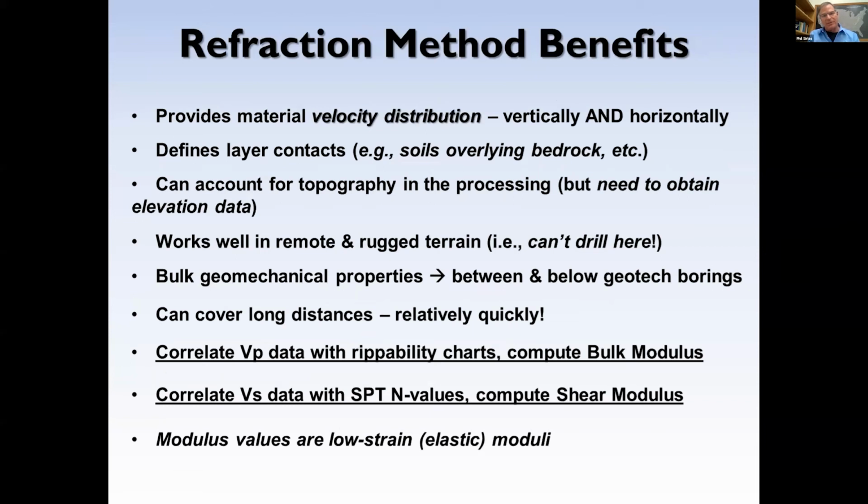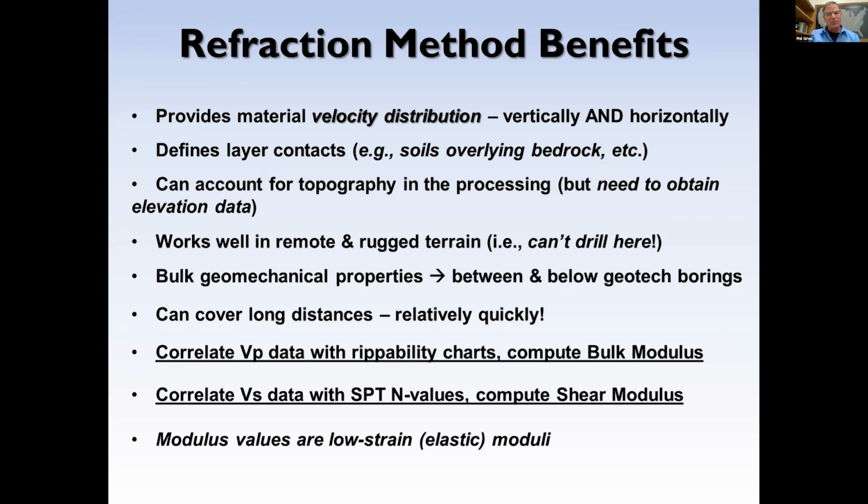That lateral velocity distribution can be so important, and vertical layering as well. We're able to account for topography in the processing. Now that's in refraction, which you can't do in surface waves yet. It works well in really remote areas. You know, I just can't drill there. I can't put a rig through a wetlands, but you can walk through them. So that's always good. And we get those geomechanical properties. Remember, it's a bulk property measurement. It isn't a sample tested in the lab. So if we can correlate compression wave velocity with bulk modulus and ripper charts, and we correlate Vs with SPT blow counts, I personally did a big analysis on that.